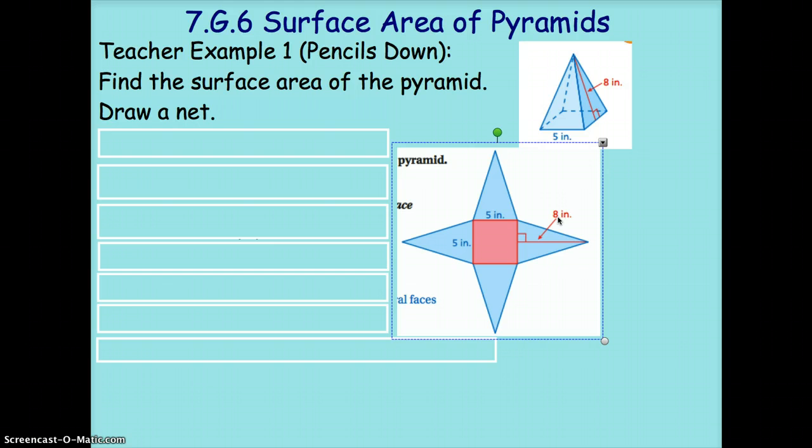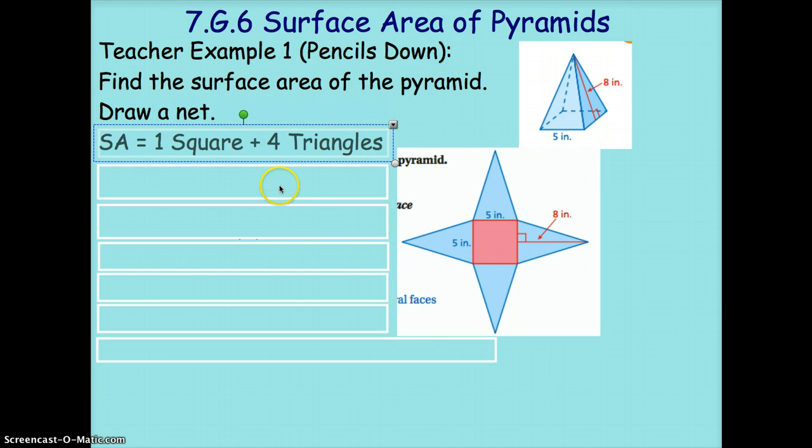Also, the information given to me was that this is 5 inches here. We know if the base is a square, then this must also be 5, as well as this, as well as this. And if this height here is 8, then the height of this triangle is also 8, and the height of this triangle, and the height of this triangle. So when I look at my shape, I notice that I have 1 square and 4 triangles.